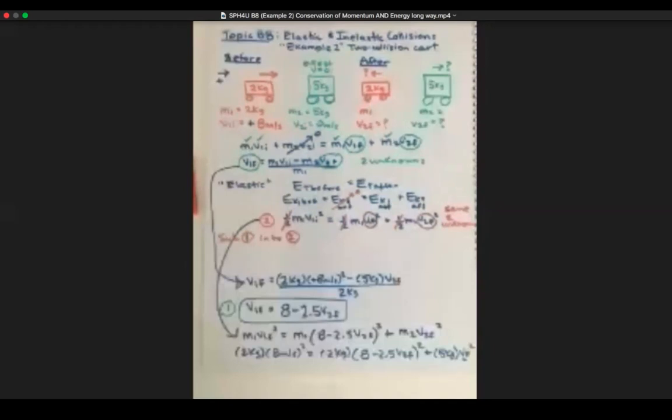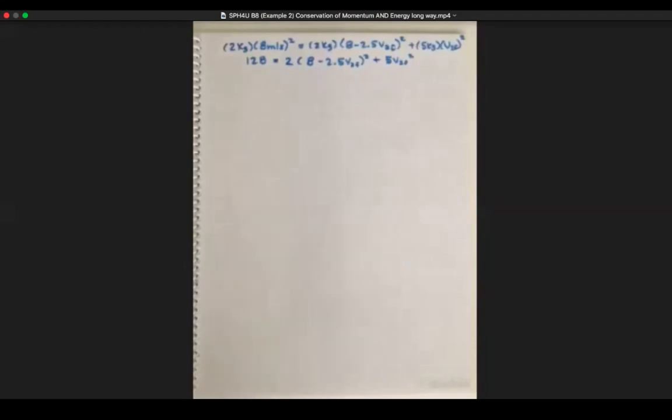Okay, so I've moved over to the other page. These problems are longer problems. In a few videos, we're going to talk about a shorter way to do these problems, but for now, doing it using conservation of energy and momentum is a really important way to solve these problems. So it's a bit longer, change to the next page.